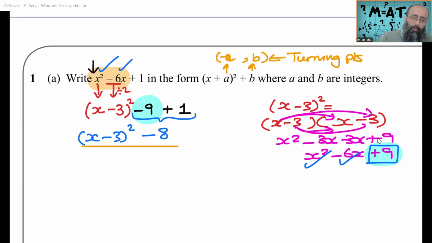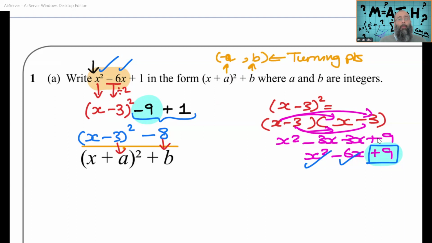Now, if we look over here and we match it up, we can see everything matches. It said give it in the format x plus a squared plus b, and we have done exactly that. There's my a, there's my b.